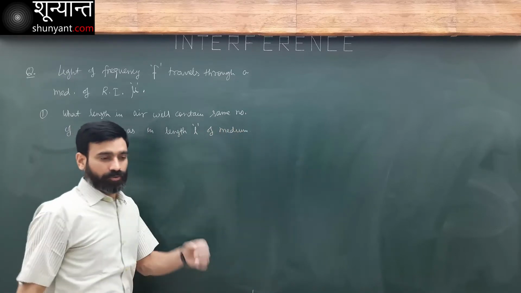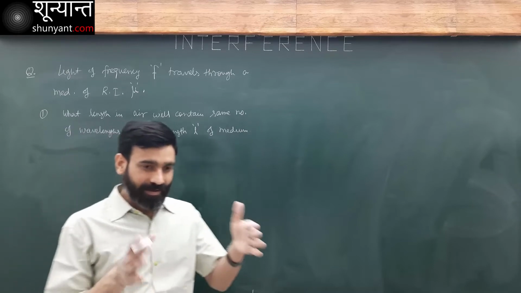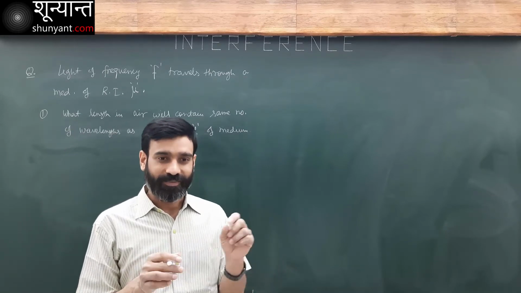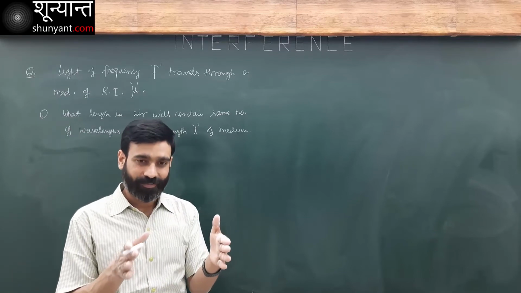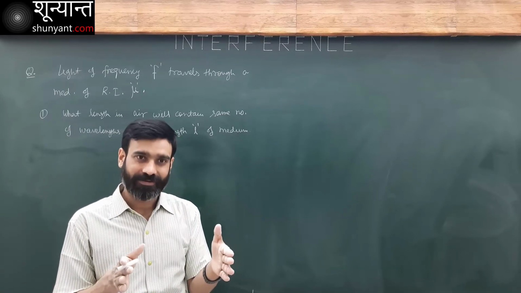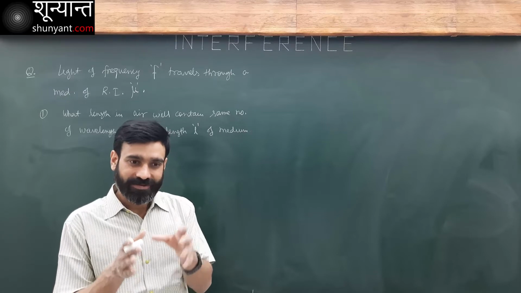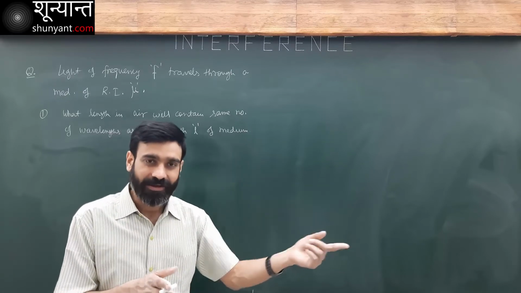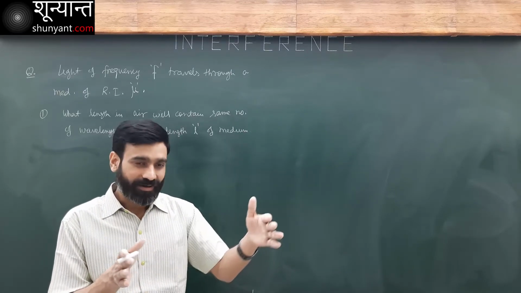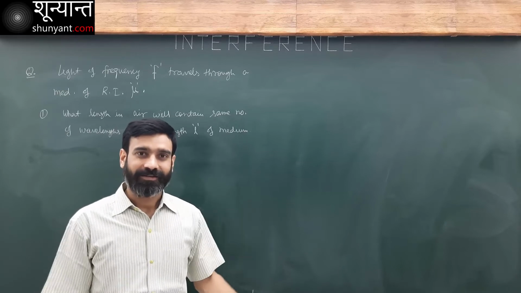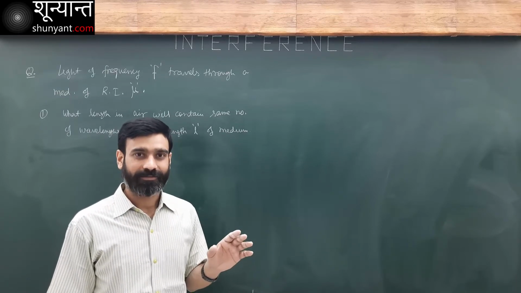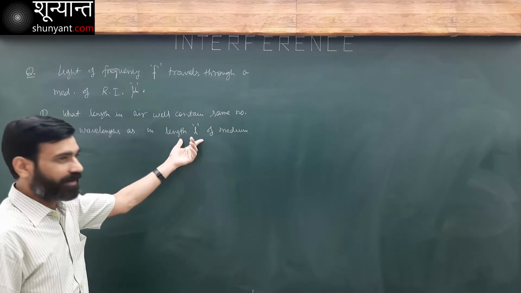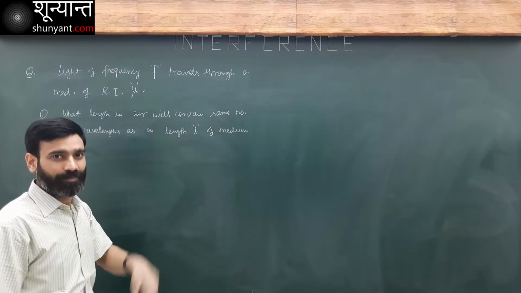Okay. So a light is traveling L length, L distance in a medium of refractive index mu. It will contain a certain number of wavelengths. Now if I want the same number of wavelengths in air, then what length is required? That will be known as the optical path. This is the geometrical path and that will be the optical path.